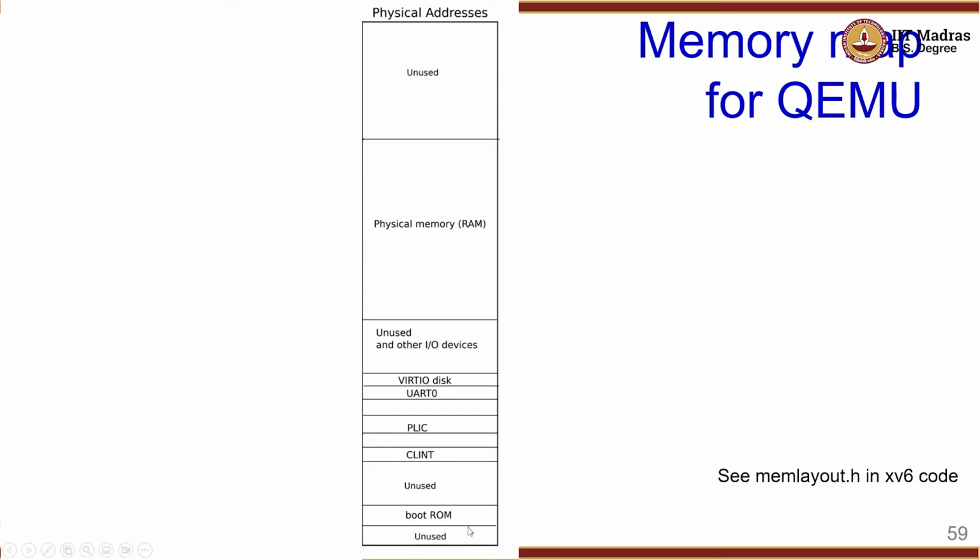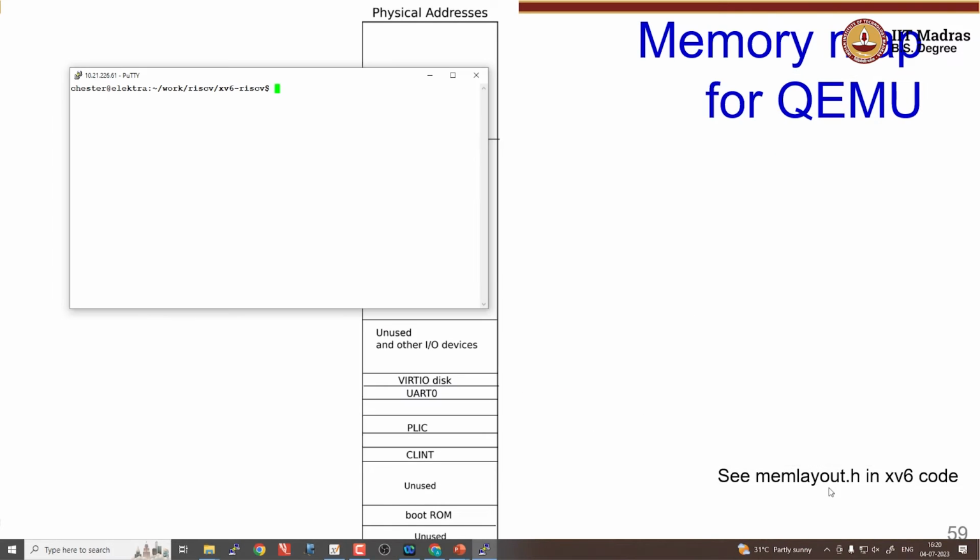The memory map for QEMU is essentially how these physical addresses are organized, right? So we see some layout over here. We have a lot of unused spaces in the physical address map for QEMU. There is some portion where there is RAM. There is the UART, which is the serial communication, and so on. There's a little bit of information which is not present here, but we can look at this particular file called memlayout.h.